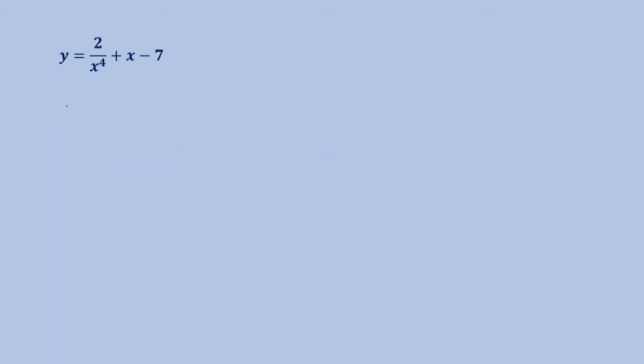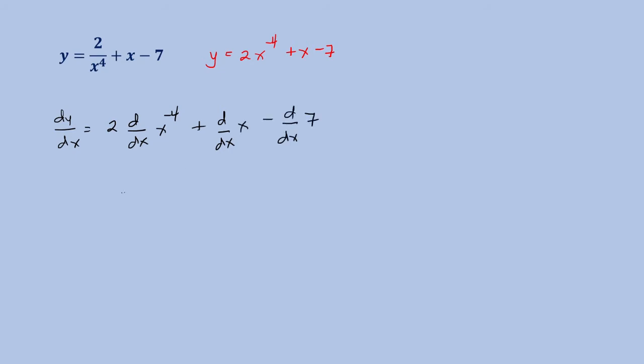Let's say we have y is equal to 2 over x raised to 4 plus x minus 7. So this can be written as y is equal to 2 x raised to negative 4 plus x minus 7. Getting the derivative, we have 2 times the derivative of x raised to negative 4 plus the derivative of x minus the derivative of 7.